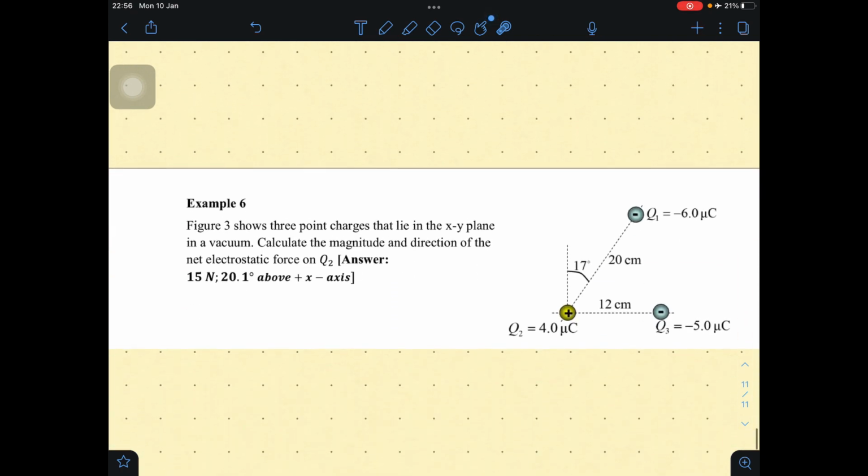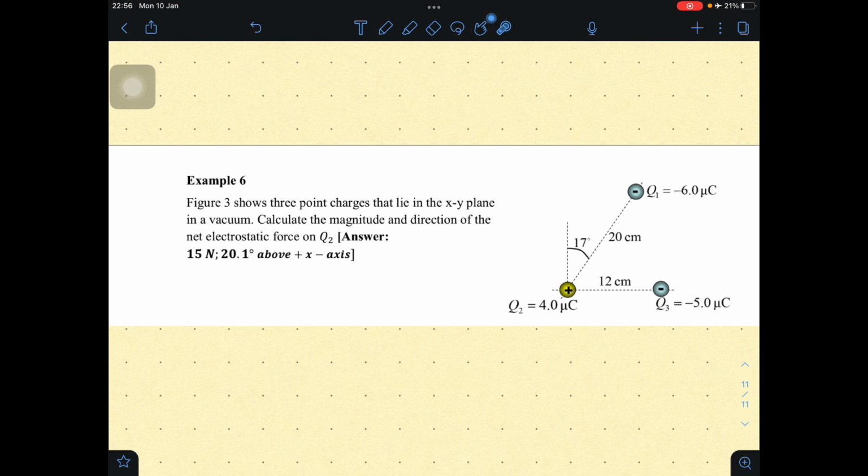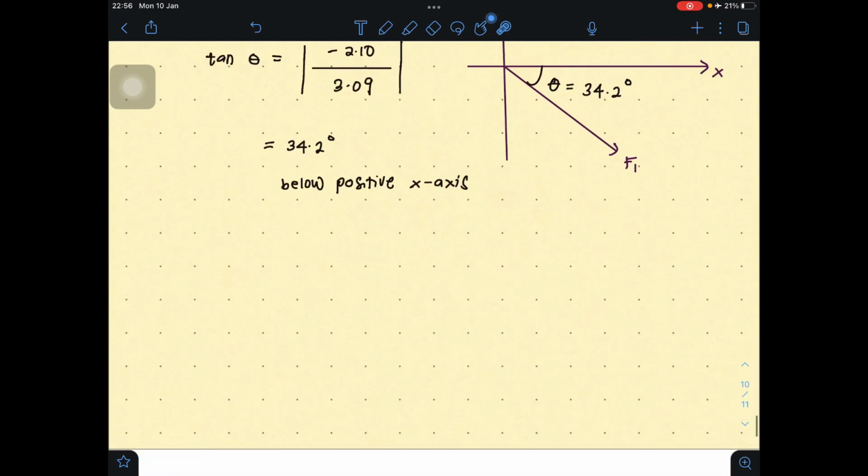Okay, so for example 6, you can attempt this on your own since the pattern of the question is the same as example 5.